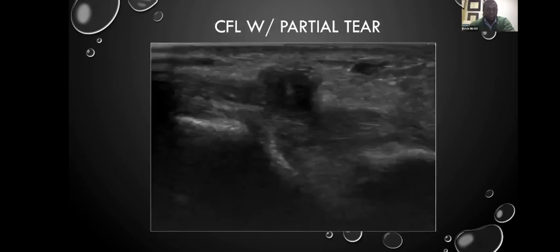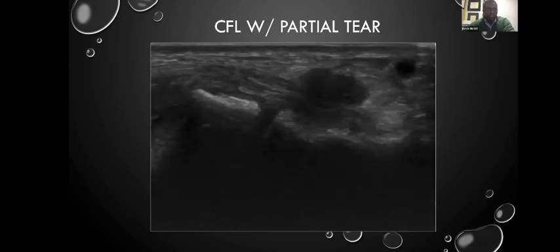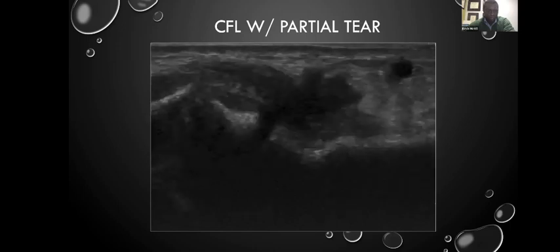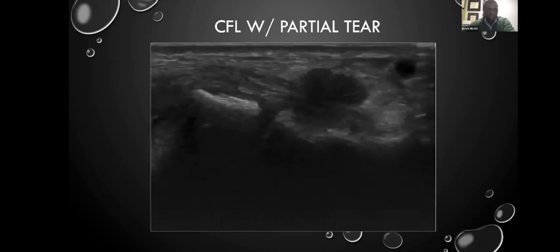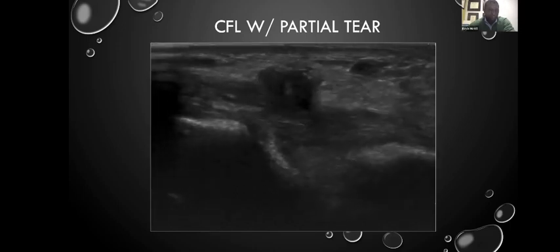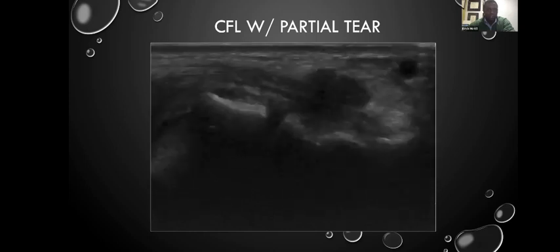And so here we still see that in the middle of it, we do see that area of hypoechogenicity going through the ligament, and part of it does look somewhat thick. But as you can see, when you do that dorsiflexion, part of it does actually straighten out, and so once again we know it's not a complete tear. So this looks like a partial tear.